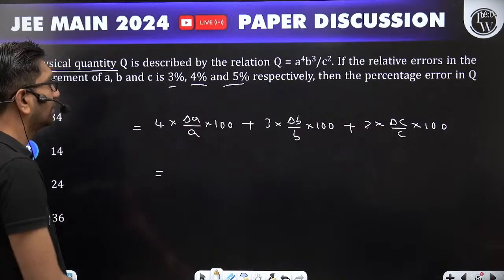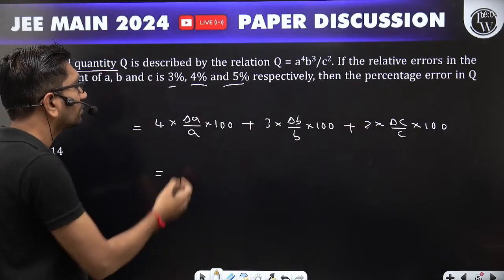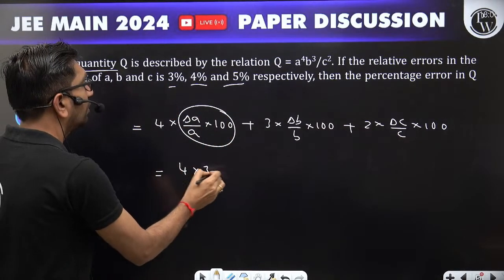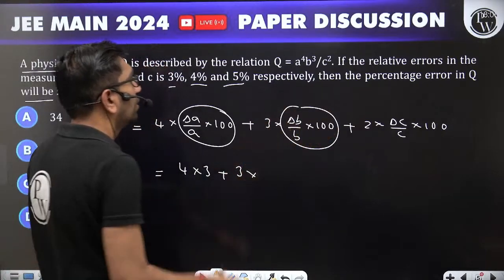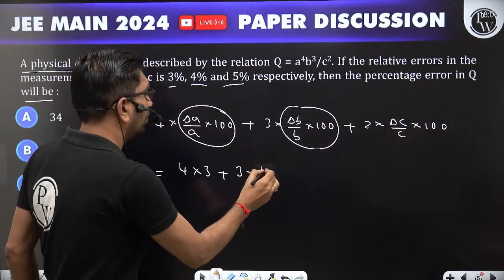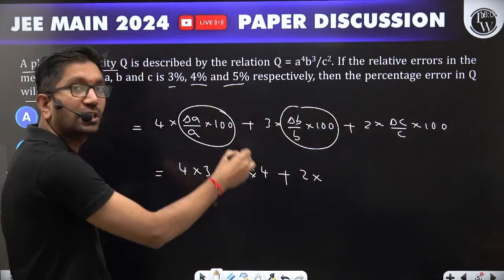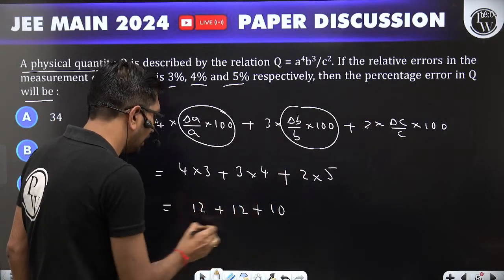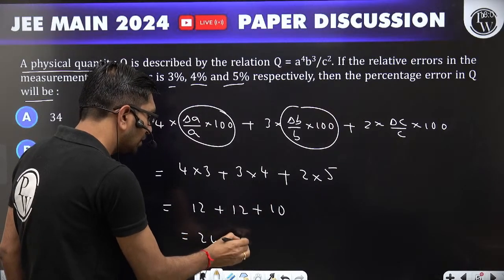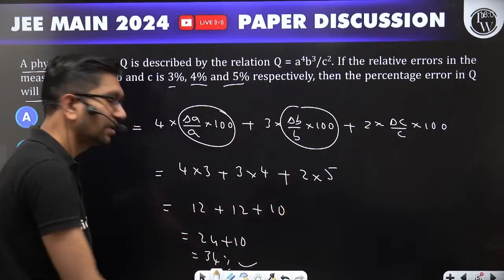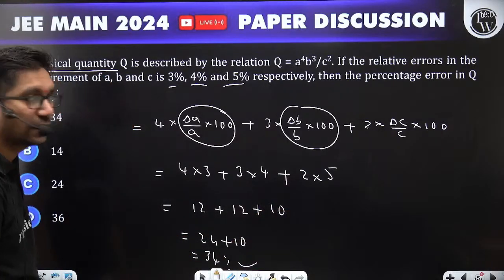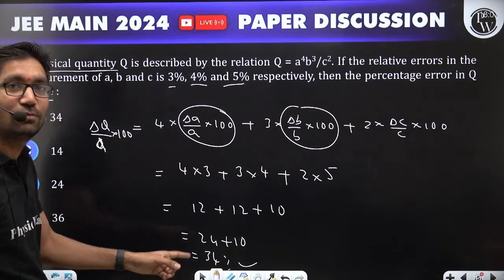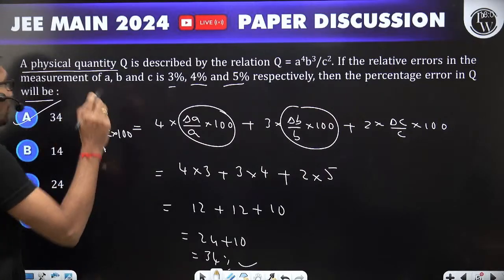Correct. Now what do you get here? This one he has given the value, right? So 3% he gave. 4 into 3 plus 3 into the percentage change in B, he gave as 4, okay? Plus 2 into the percentage change in C, he gave as 5, okay? So finally, 4 threes are 12, here also 12, and it is 10, right? So 24 plus 10, so it is 34%, okay? Is it clear? So here delta Q by Q into 100, right? Final answer, what you got, beta? 34, okay? 34% is the final answer.